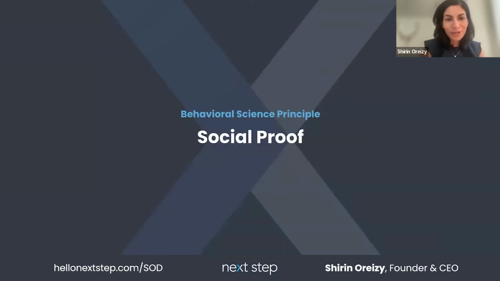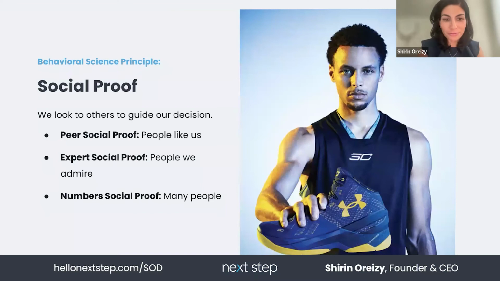All right, so for our behavioral science principle today, we're going to cover a very popular one called social proof. So hopefully everybody's heard of social proof, but the general idea is that as humans, we tend to look to others to guide our decisions.